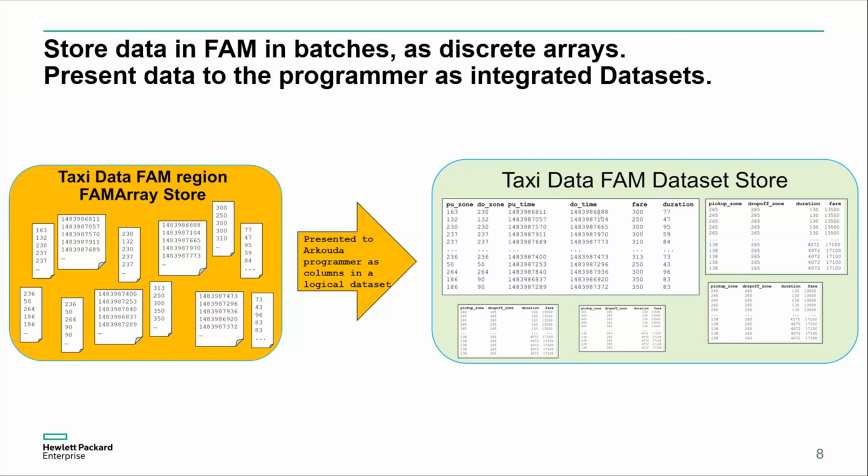And when I say data set, I mean something like an Arkouda data frame or a Pandas data frame, meaning that you have an ordering. So you have an index, you have index data, and you have column data and columns. Here it's organized as pickup zone, drop-off zone, pickup time, drop-off time, and fare.